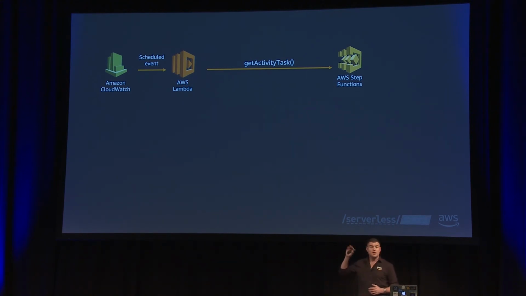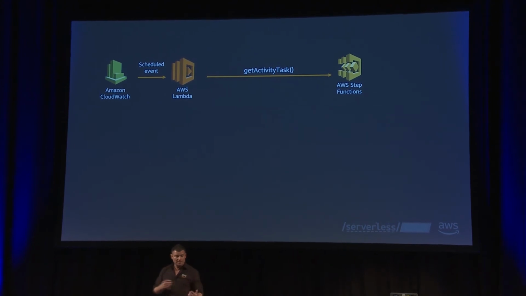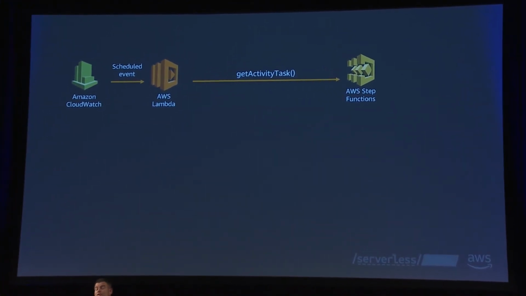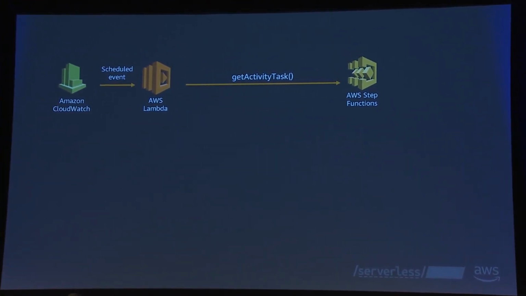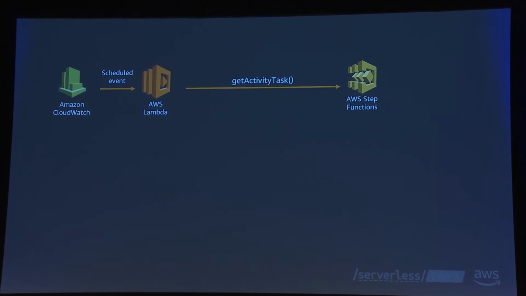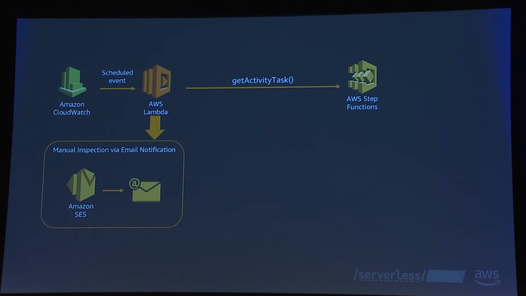Let's look at this from an architectural point of view, just so we're all clear on exactly what's going to happen before I run the demo. I'm using Amazon CloudWatch to run a scheduled event once a minute to call into my AWS Lambda function to kick it off, and it will automatically call getActivityTask of the step function. So it's basically waiting to see if there are any state machines that have a wait state waiting for manual intervention.